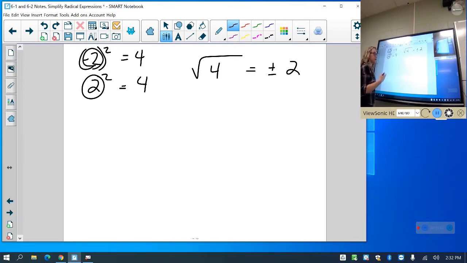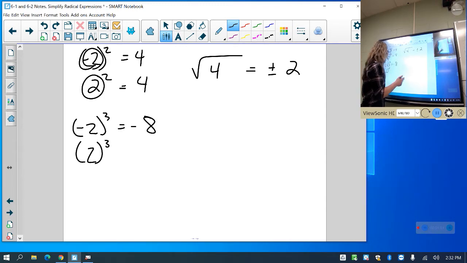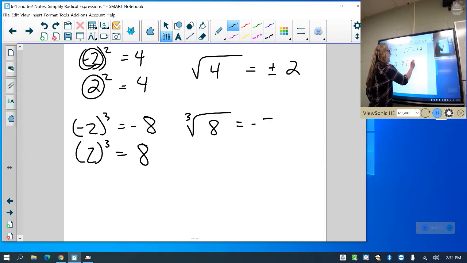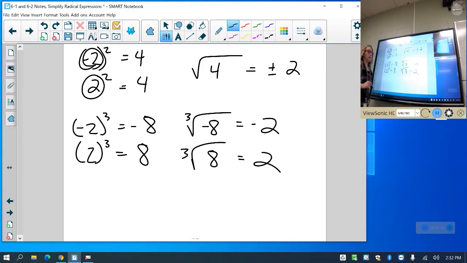However, when we take a cube root, if I have negative 2 cubed, this is going to give me negative 8. Negative 2 times negative 2 times negative 2 is negative 8, or 2 times 2 times 2, which is positive 8. So when we have a cube root, the cube root of negative 8 is negative 2. We don't have two possible answers. And the cube root of positive 8 is 2. So we know that only gives us one possible solution.